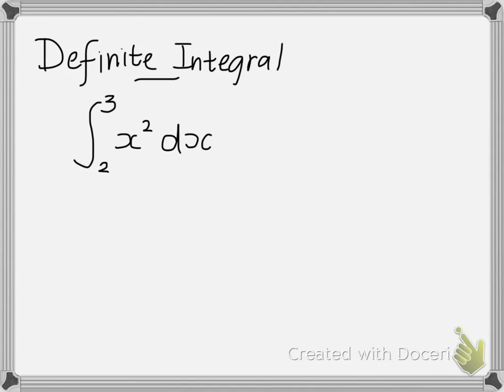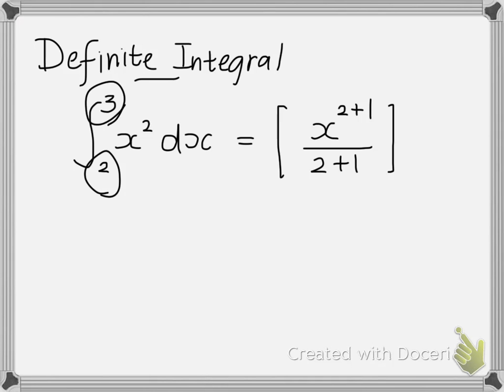Now what you are supposed to do is this. You're supposed to first integrate. So once you integrate here, how do you integrate this? It's x to the power of 2 plus 1, right? Yes, over 2 plus 1. Now you are going to change this stretched S sign to a square bracket, and then you're going to transfer these 2 numbers to the right hand side. Okay, so this is how it is written.